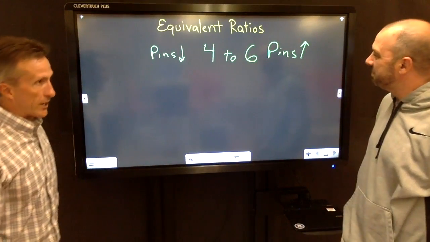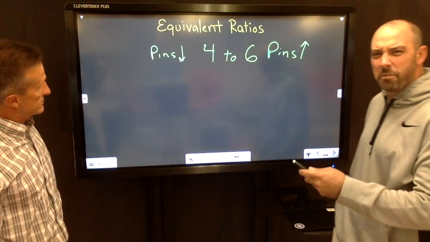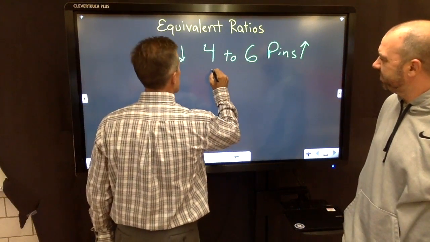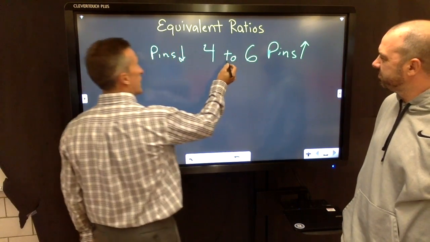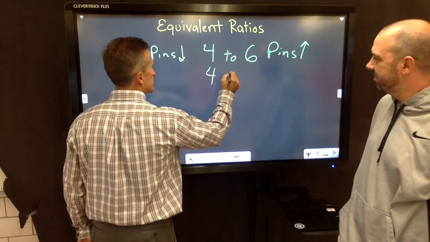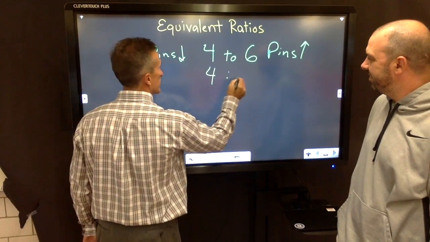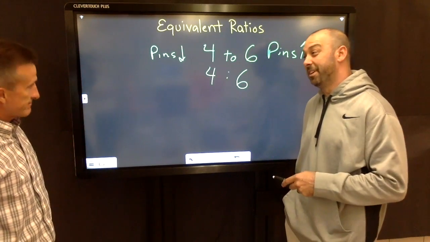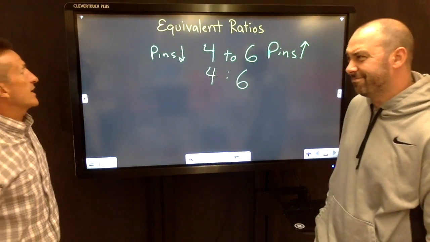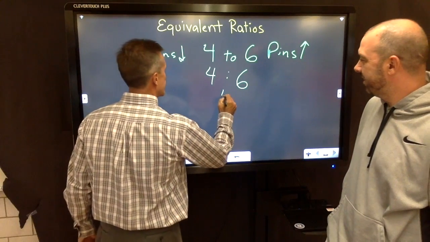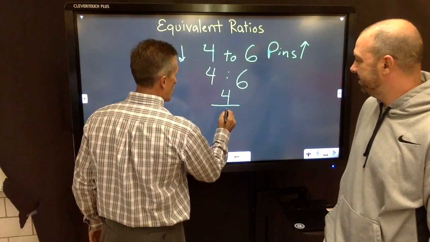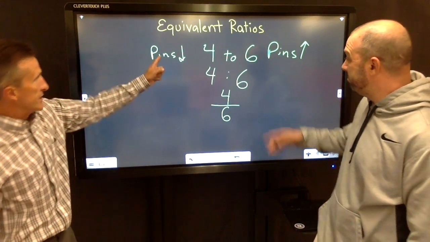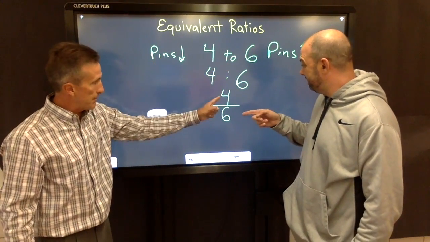So isn't that one way we could write it as a ratio? That's one way, but is there another? I know another one. Instead of these 2 letters here, we could put 2 dots. 4 to 6. That would be another way. That's pretty cool. Is there another way even? I think I even know another way. 4 over 6. 4 to 6. Pins down to pins up.